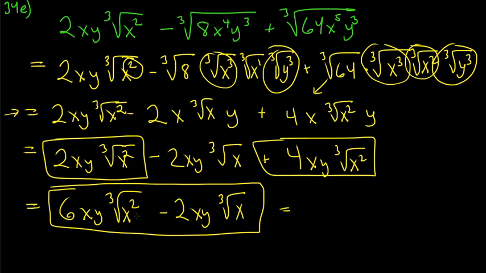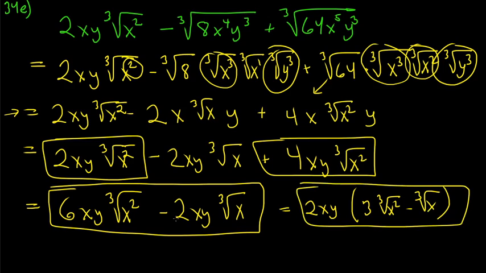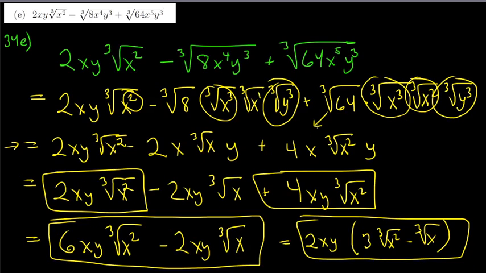So I wrote it both ways. You can also factor out, right, the 2xy, leaving you with 3 times the cube root of x squared minus the cube root of x. So either way is fine. I would just leave it like this, the first one. All right, so again, that was the hard one. And yep, I almost messed this up because I kind of just forgot to write the 2 there for the exponent. Better late than never.